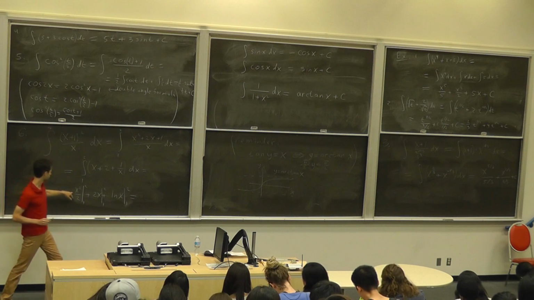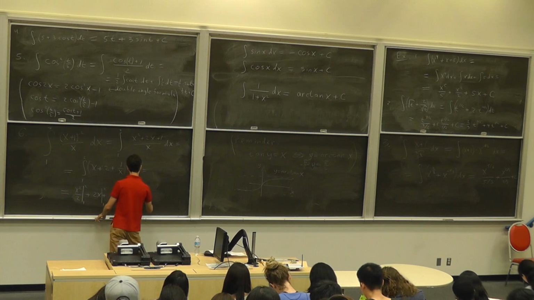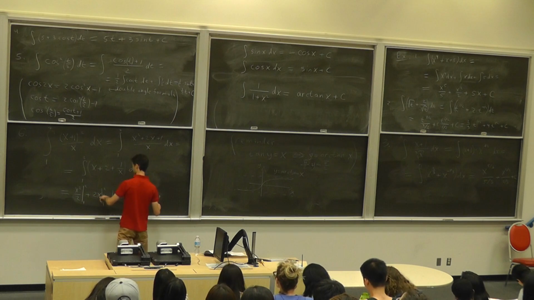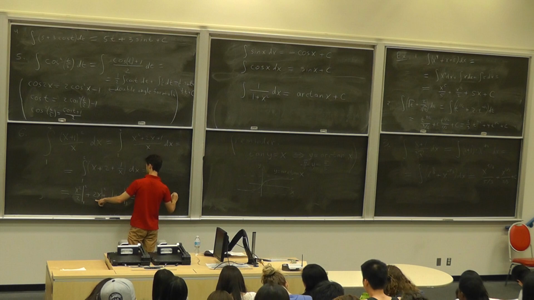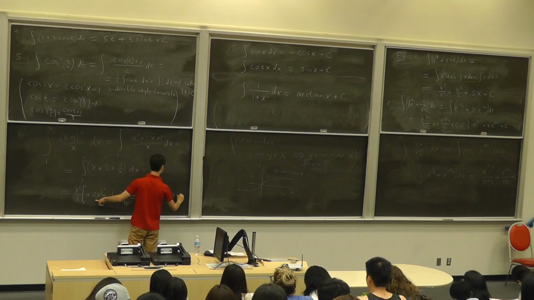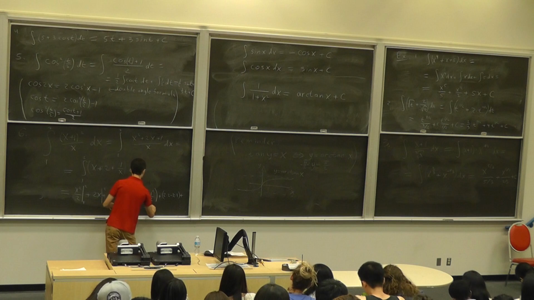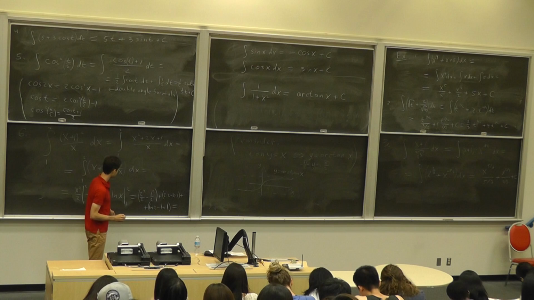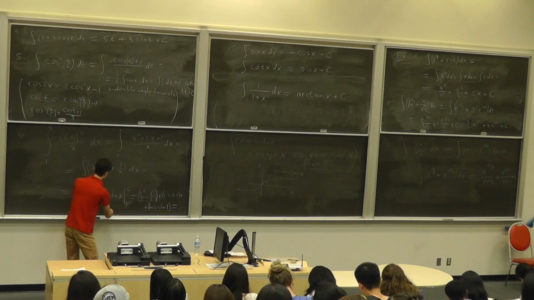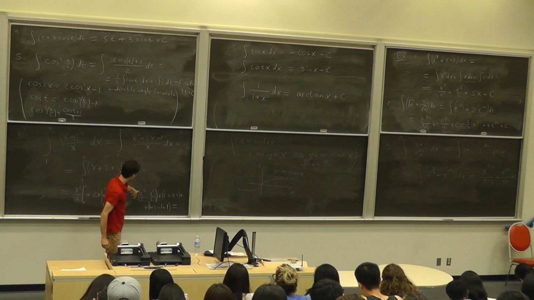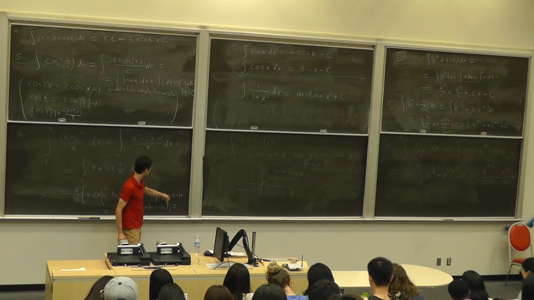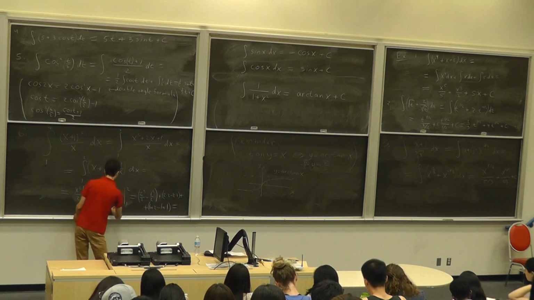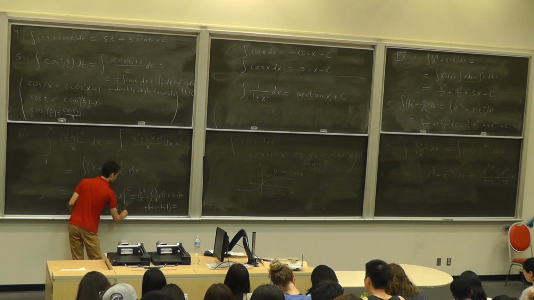So overall, I get 2 squared over 2 minus 1 squared over 2, plus 2 times 2 minus 2 times 1, plus log 2 minus log 1. And the answer is 4 minus 1 half plus 4 minus 2 plus log 2 minus 0. So it's 5 and 1 half plus log 2.